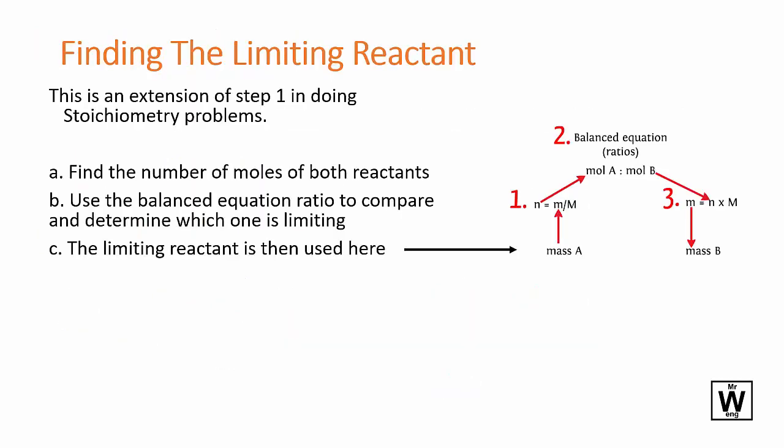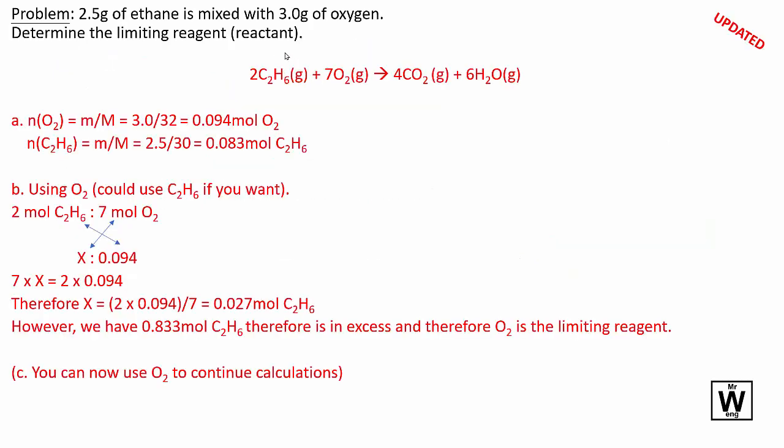And so it's basically just a small extension of step 1. So working out which one you're going to use for your stoichiometric reactions here in step 1. So basically you just find the number of moles of both reactants and use the stoichiometric ratio to compare the two. So just going to an example here, 2.5 grams of ethane, which is this, and 3 grams of oxygen. So you need to work out which one runs out first. And then you can start doing some stoichiometry, other calculations to work out how much you're going to get over here, which we're not going to do.